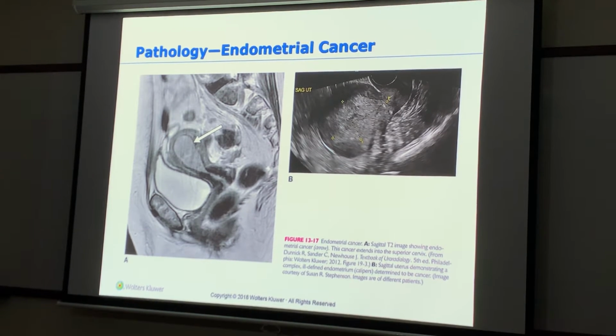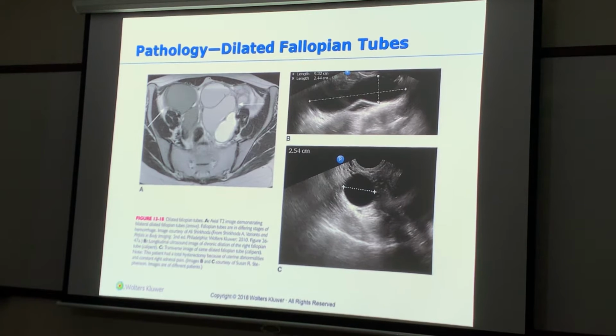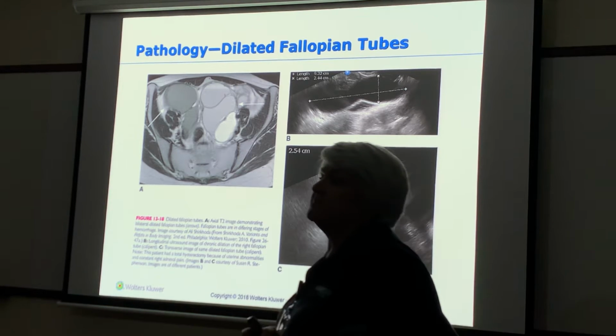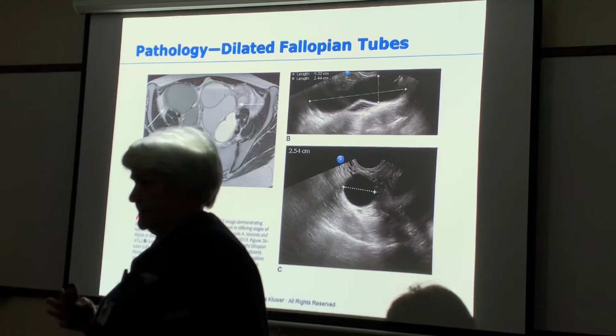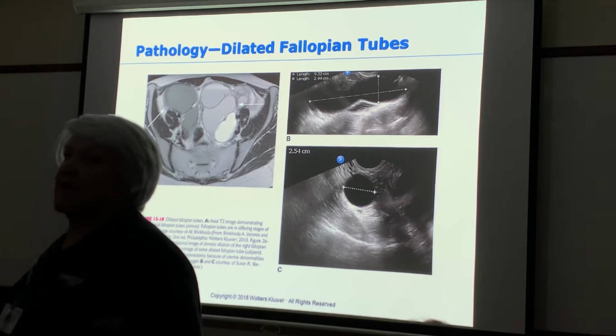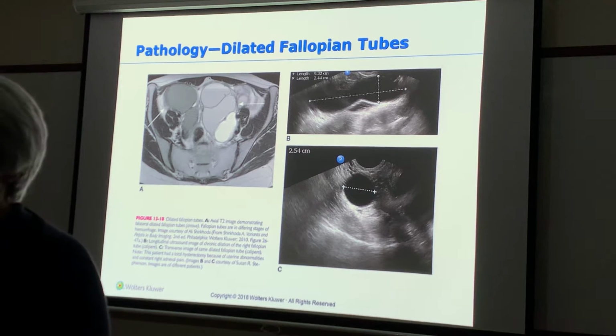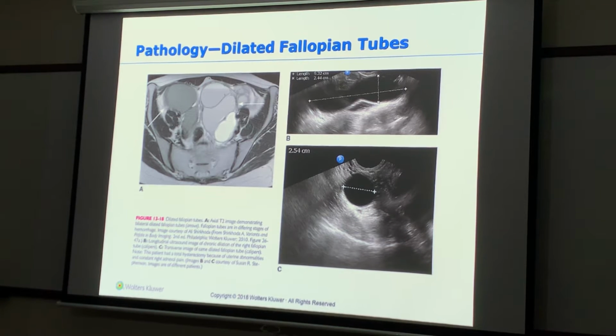A dilated fallopian tube. We do not see the fallopian tube unless something is wrong with it. There are 3 types of dilated fallopian tubes that we see. Hydrosalpinx, water. Pyosalpinx, pus. Hematosalpinx, blood. Okay?